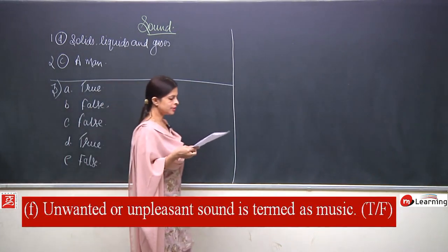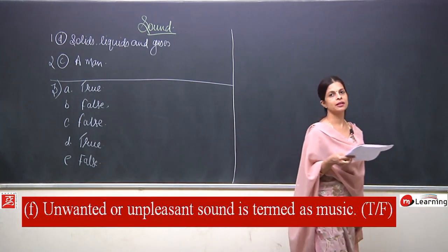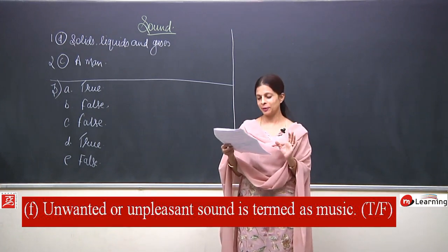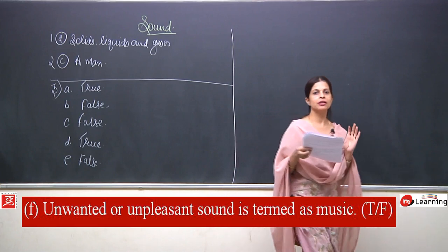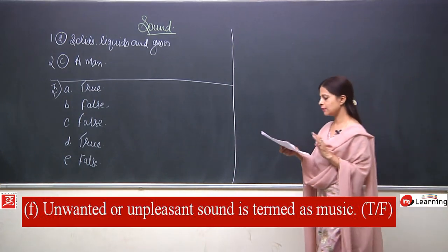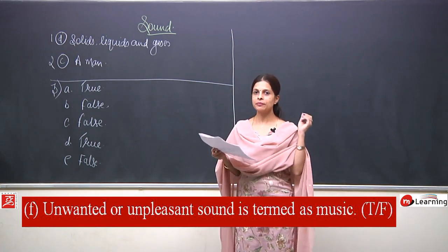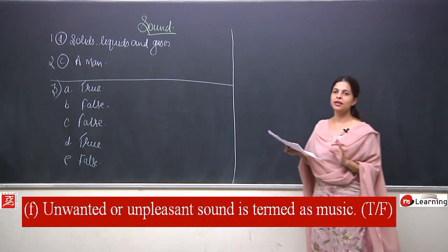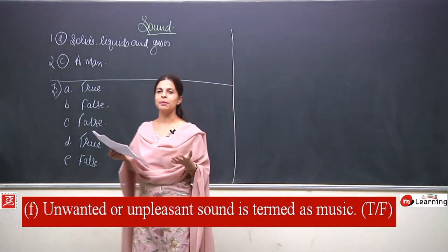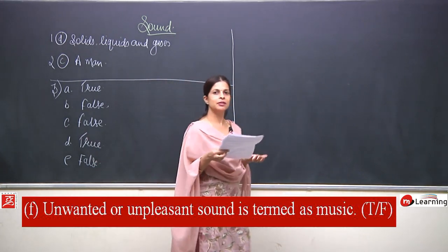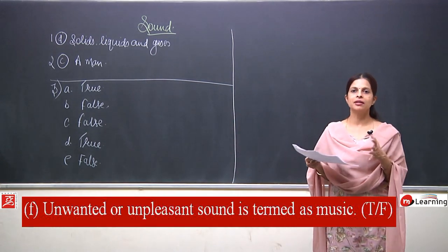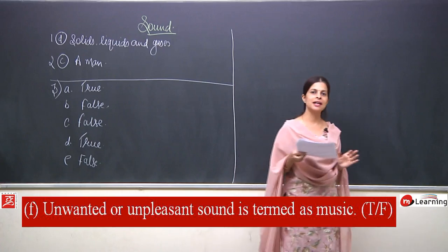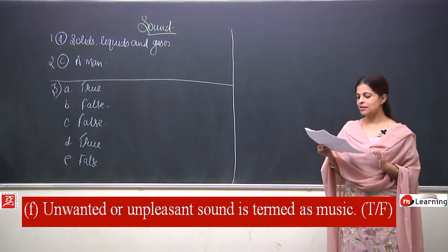Okay, now unwanted or unpleasant sound is termed as music. Very incorrect, children. When we talk about the book, obviously this one is false. But when you ask me, a song which is a song for you can be a noise for me, okay, because I hate loud music. I know that youngsters like loud music and all these things. So for me it can be a contradictory sentence, but when we are solving the NCERT, solving your questions, definitely unwanted or unpleasant sound is termed as music.